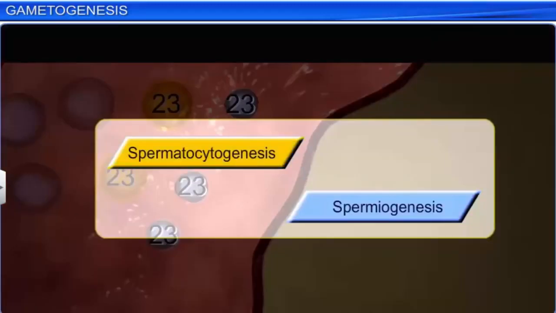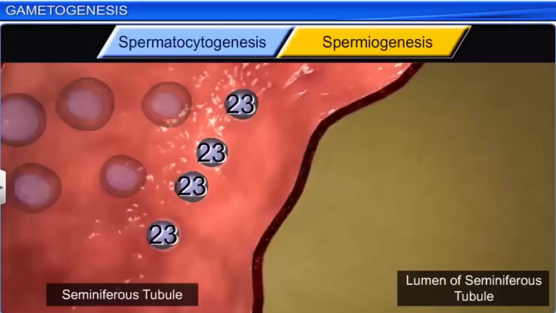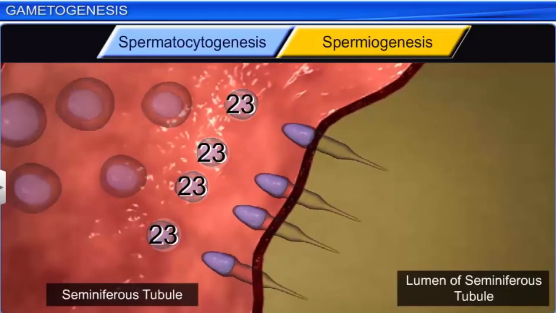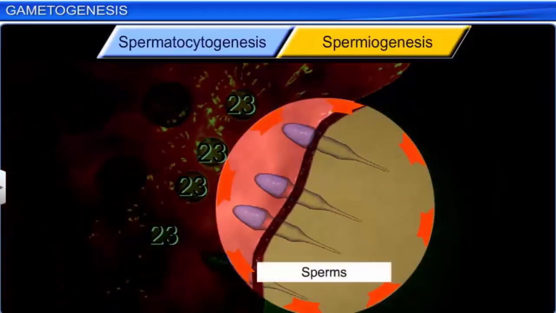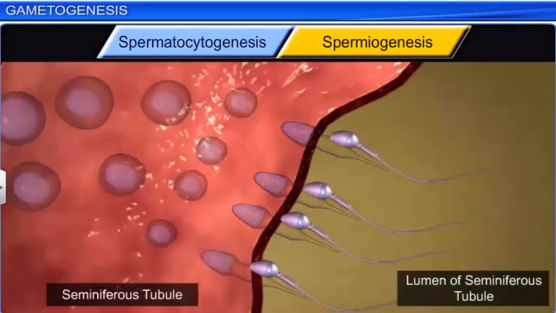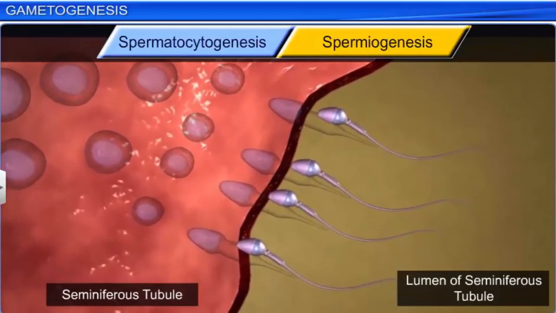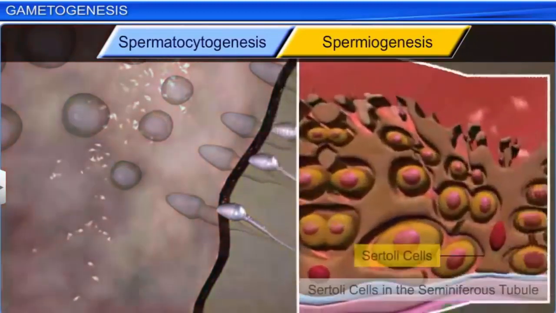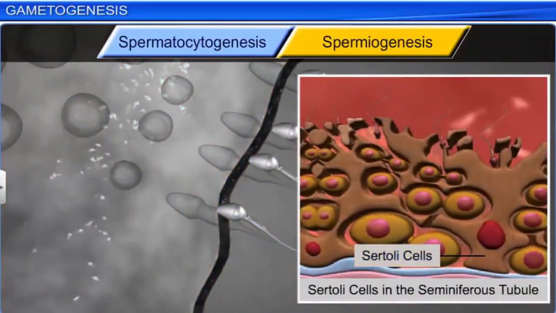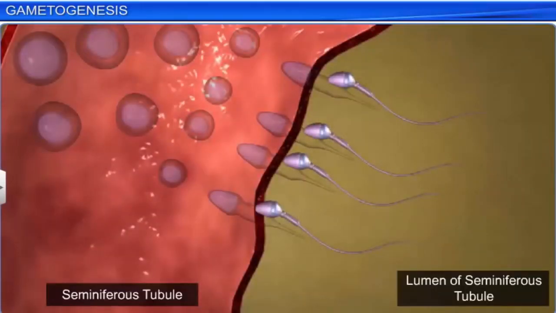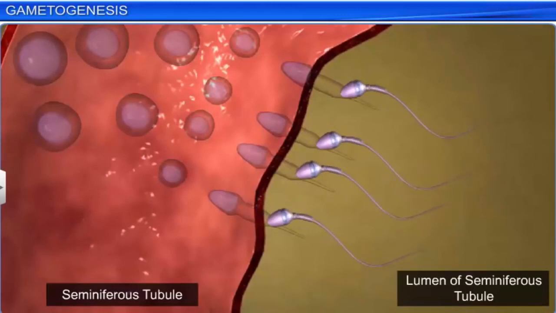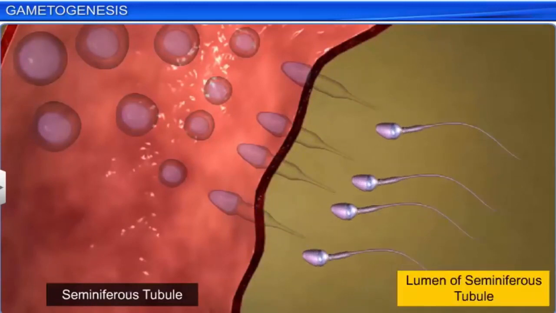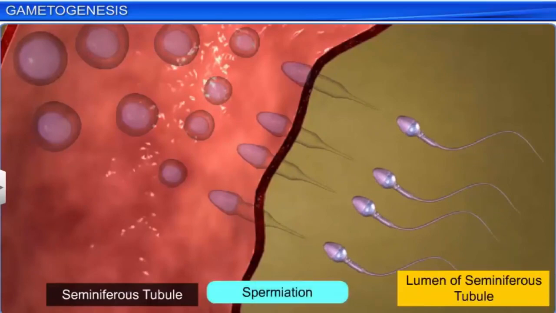Spermatocytogenesis is succeeded by spermiogenesis, during which the spermatids differentiate into elongated, tadpole-like spermatozoa or sperms. However, during this process, the heads of these sperms remain embedded in the Sertoli cells, which provide these developing sperms with nutrition. Post-spermiogenesis, non-motile sperms are released into the lumen of the seminiferous tubules by a process called spermiation.